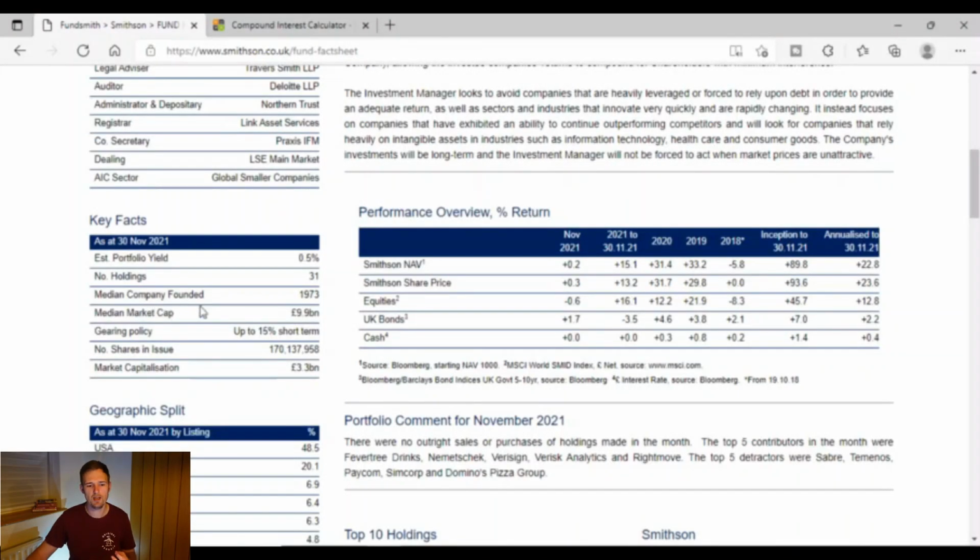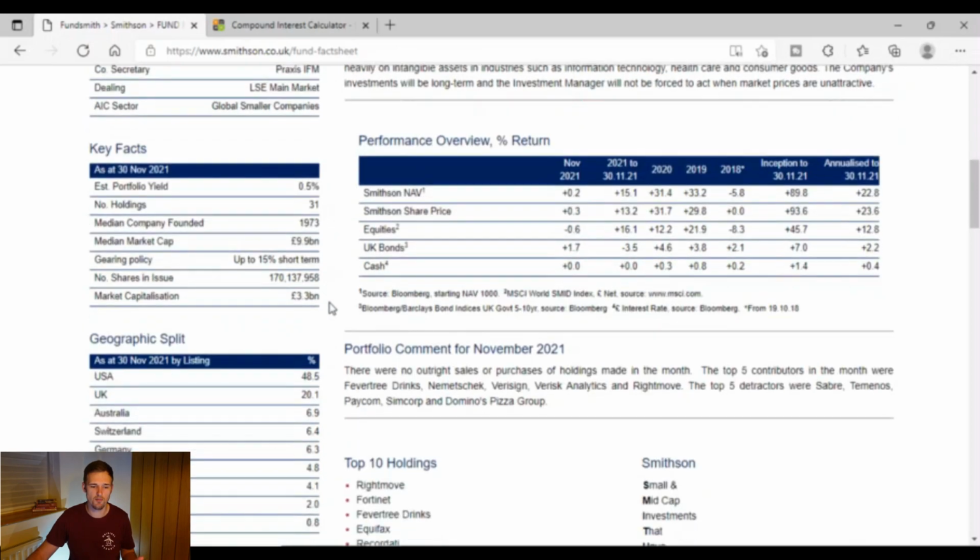The median company founded is 1973, which is a great number because it means the companies they're in are very established, been going for many, many years. They're not risking your money with brand new startups or anything like that. That's a great number. The median market cap is £9.9 billion. So again, these aren't small, the small and medium cap stocks that they're invested in.